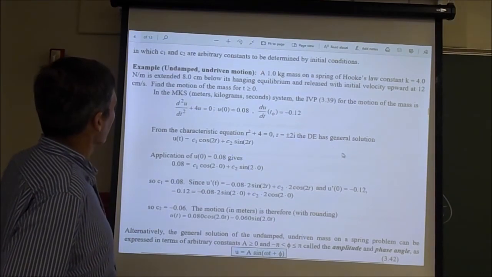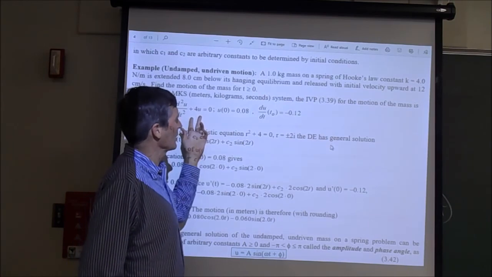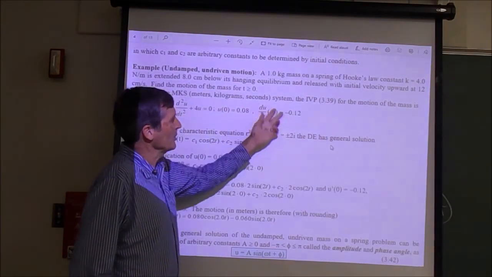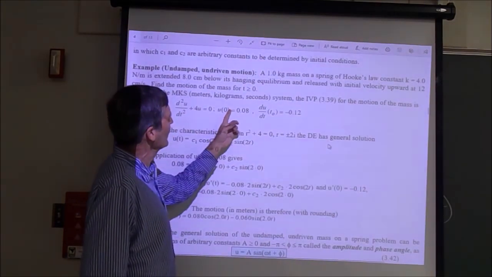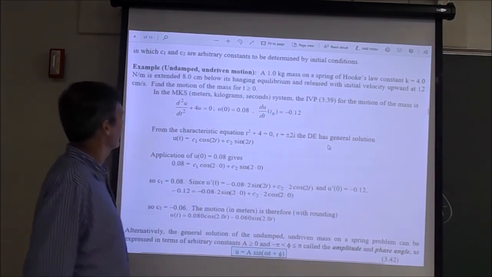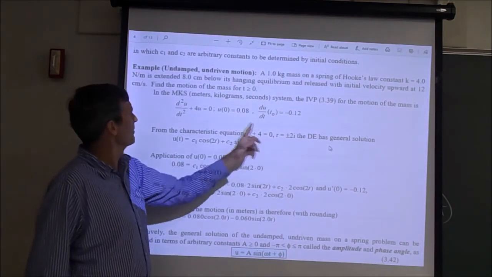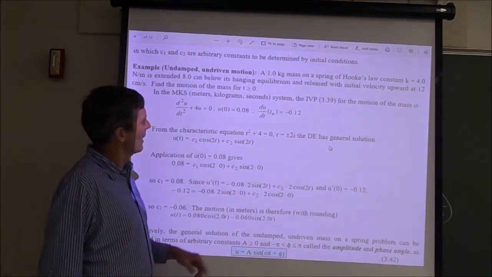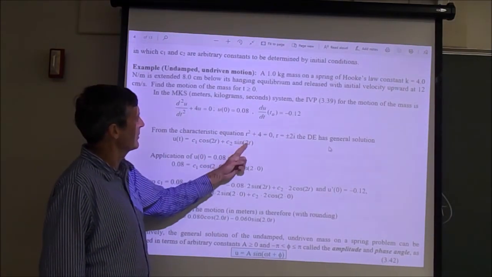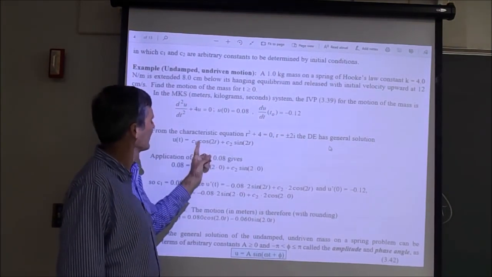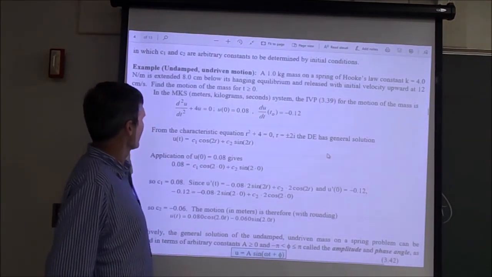So there are my initial conditions, and we recall that a second order equation tends to take 2 initial conditions to determine a unique solution. This will get the general solution that we saw before. These 2 will determine the constants C1 and C2 in the general solution to get a unique solution. So from the characteristic equation, r squared plus 4 equals 0, we get r equals plus or minus 2i, and the general solution is C1 cosine 2t plus C2 sine 2t. The real part is 0, so it's e to the 0t cosine, e to the 0t sine, and e to the 0t is just 1. So we get this oscillating solution.